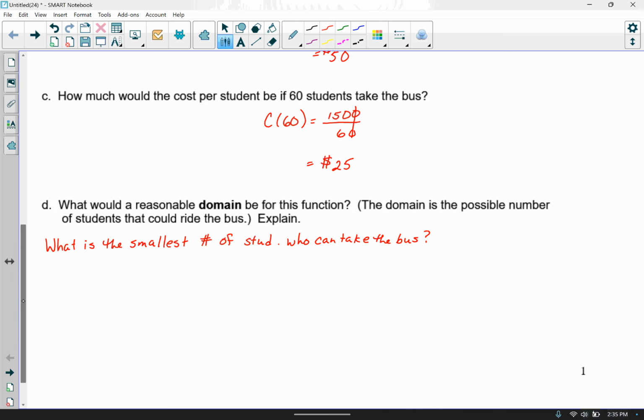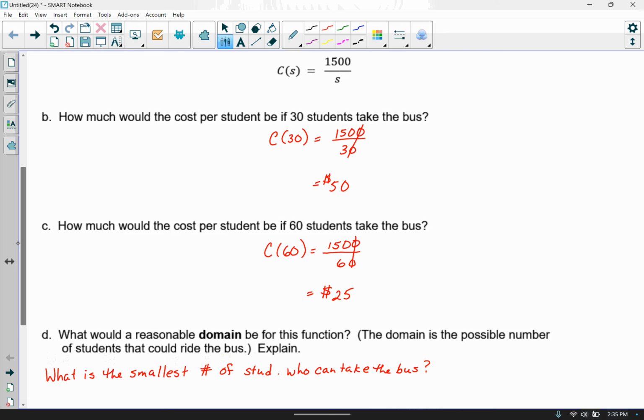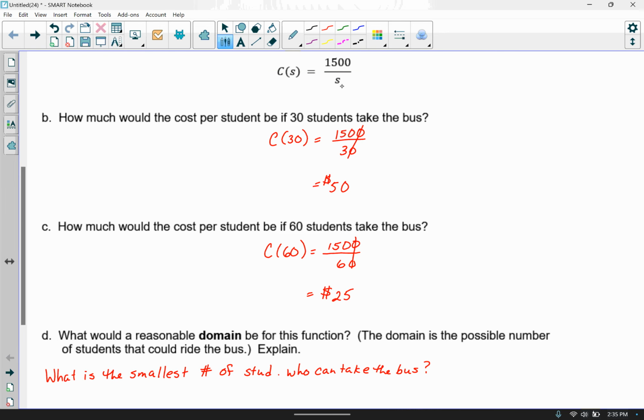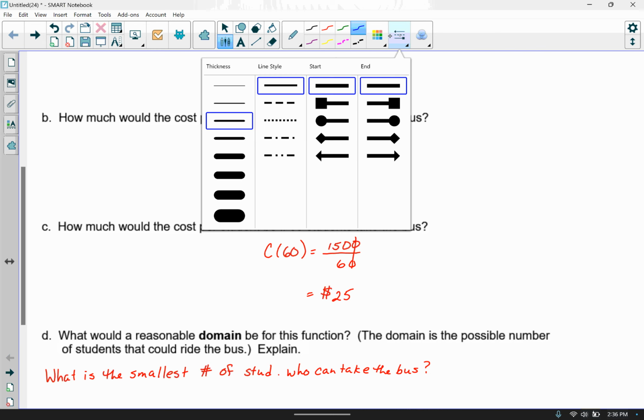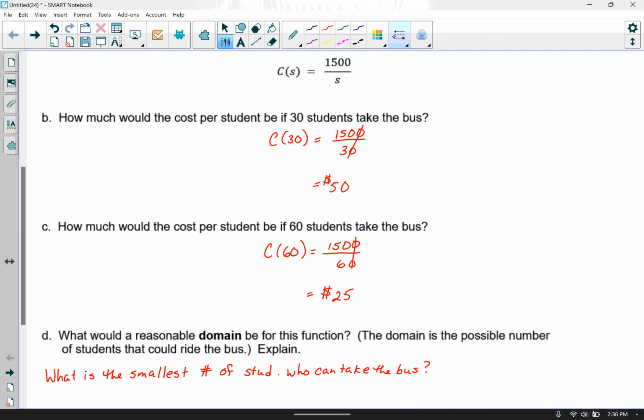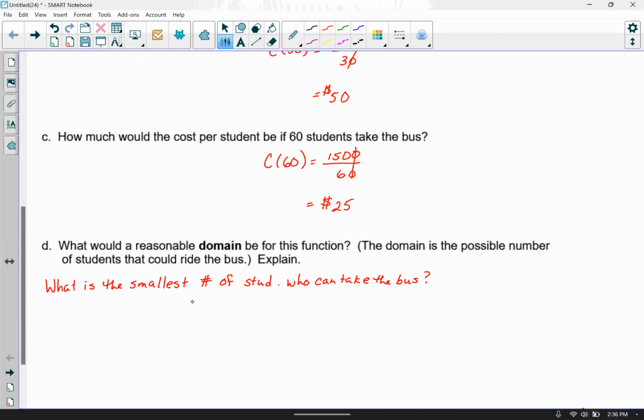All right, so if we think about it, looking back up here at our equation, the smallest number of students that can take the bus, if I were to put 0 in for S, I'm putting 0 in the denominator, and that's a big no-no that we've talked about in this unit. You can't divide by 0. So then the smallest number of students that I can put on this bus would have to be 1. Okay, so I'm going to answer this question then with 1 student, right? Because 0 would make my function undefined, okay?